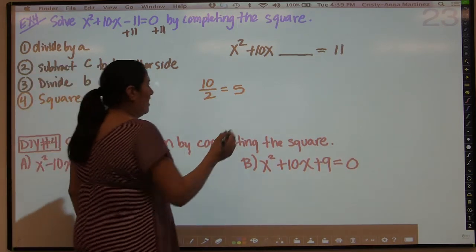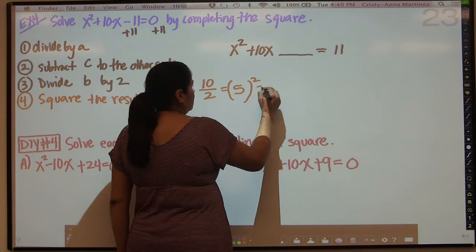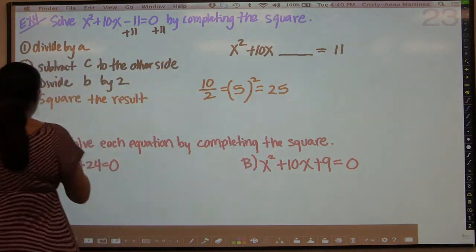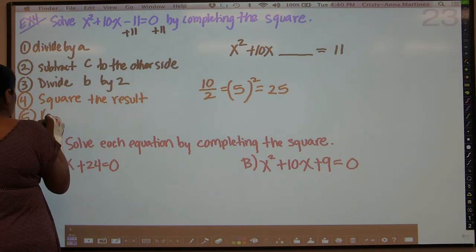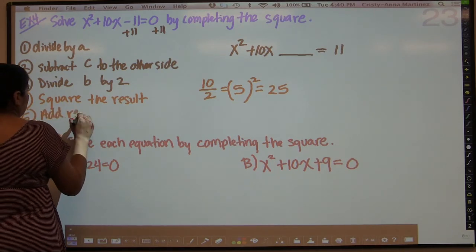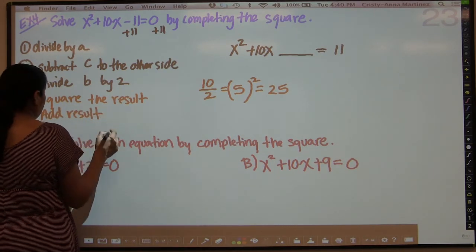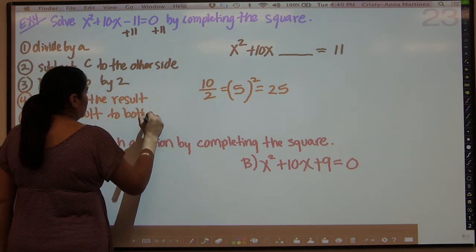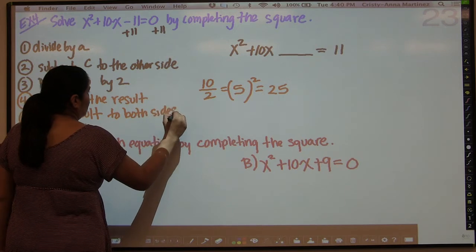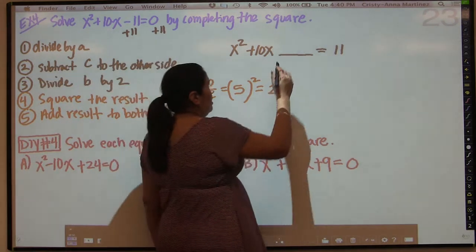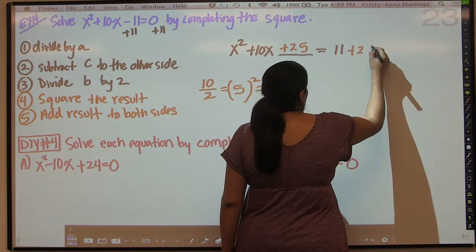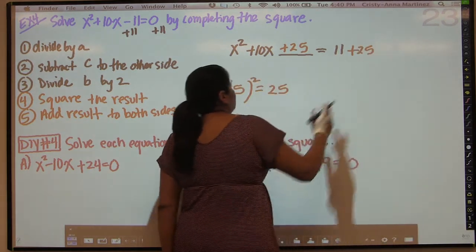So the result was 5, so now I'm going to square that, and that's going to give me 25. So in step 5, we're going to add the result of step 4 to both sides. Okay? So now I'm going to put a plus 25 here and a plus 25 there. I'm going to add it to both sides.